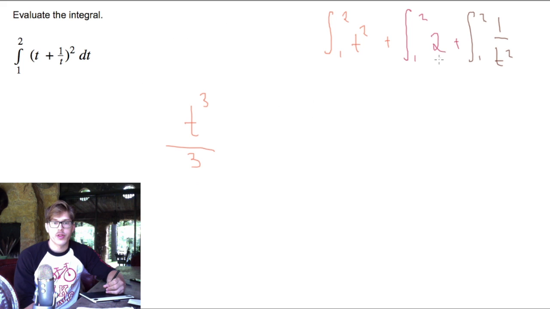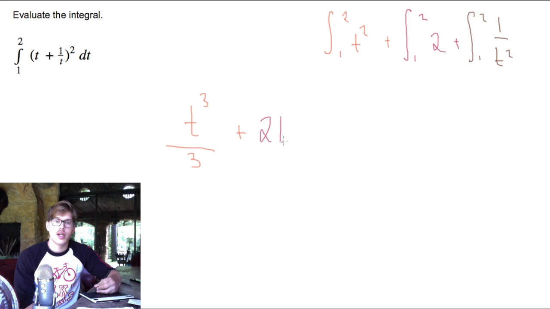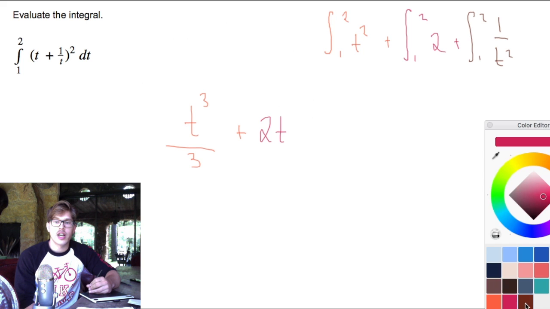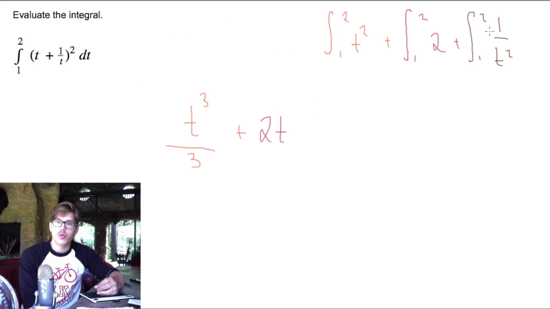Alright, so for the next part, we have 2. This one is very simple. The integral of 2 is just going to be 2t. And then the last one is definitely the most complicated out of these three. I would first rewrite 1 over t squared as t to the negative 2, and then I can solve this one just like I solved the first one, and we'll get negative 1 over t. And that looks great. These are all, again, bound from 1 to 2.